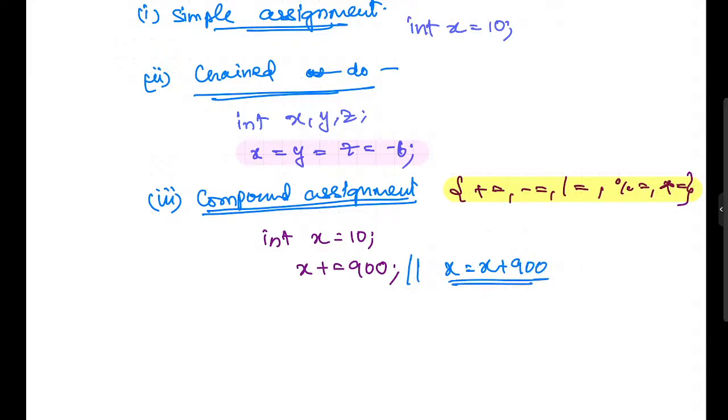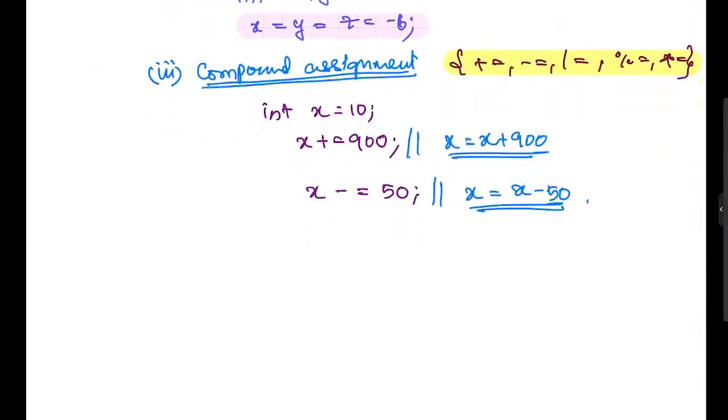right? And if you do something like x minus equal to 50, this is same as x equal to x minus 50, right? So that's about compound assignment.